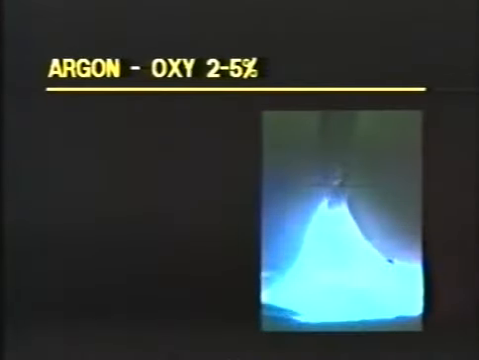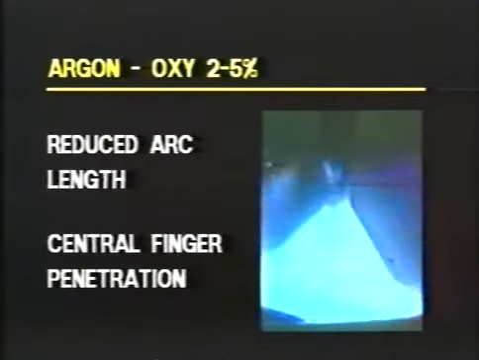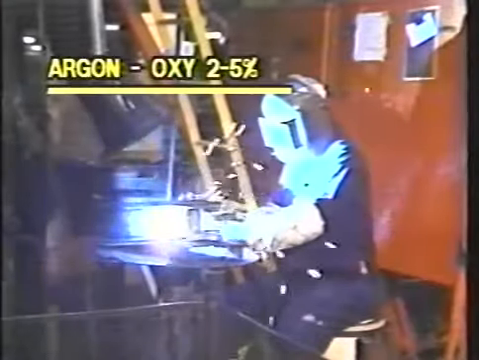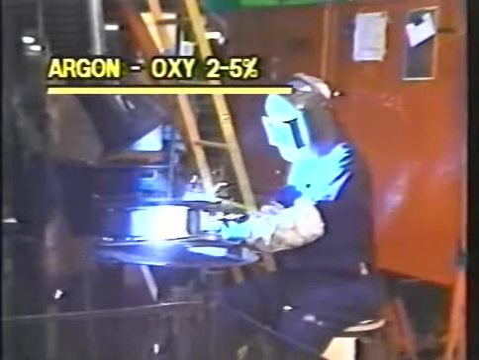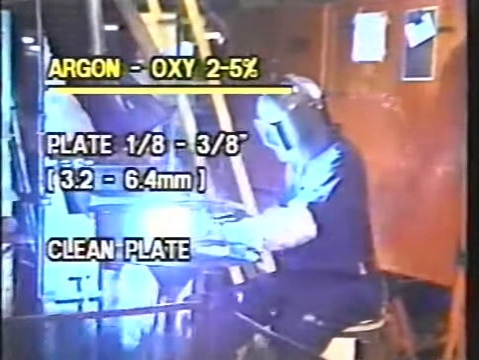2 to 5% oxygen added to argon produces weld droplet transfer similar to 5 to 12% CO2. The shorter arc length is a result of lower voltage requirements. Penetration is typically finger-shaped. 2 to 5% oxygen is ideal on 1/8 to 3/8 inch clean plate.